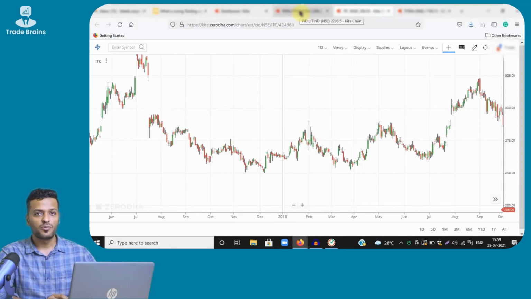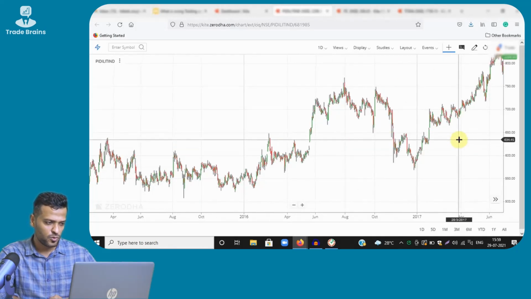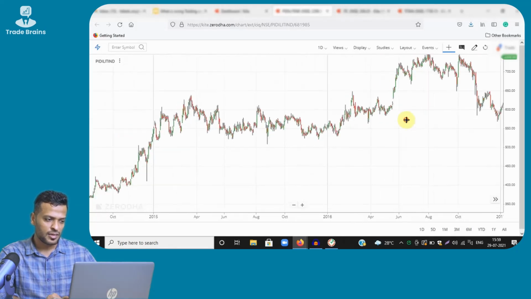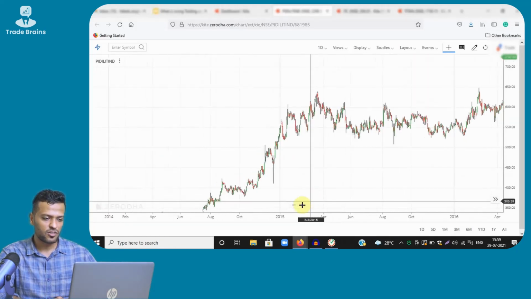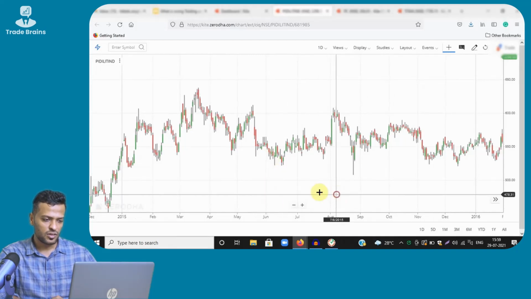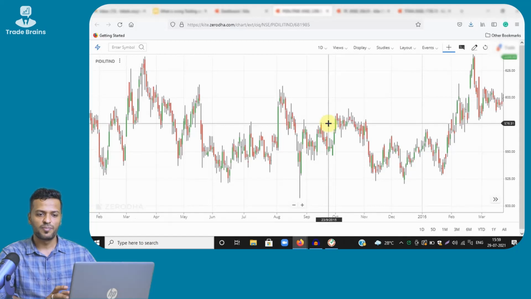Let us try one more chart. We're trying to see the chart of Pidilite Industries, and we'll try to spot a few more swing trading opportunities. If we scroll towards the left hand side, I see a swing trading opportunity right in the center of the screen itself. We'll zoom in a bit more and try to see the range. Now this is the range within which the market traded for quite a considerable period of time.